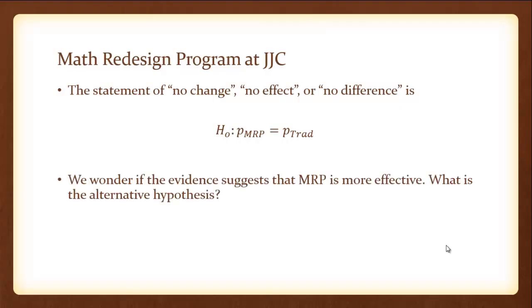And so we would structure that alternative hypothesis. I'll fix that. That should be an H sub 1. We structure the alternative hypothesis as the proportion in the MRP is greater than the proportion in the traditional.